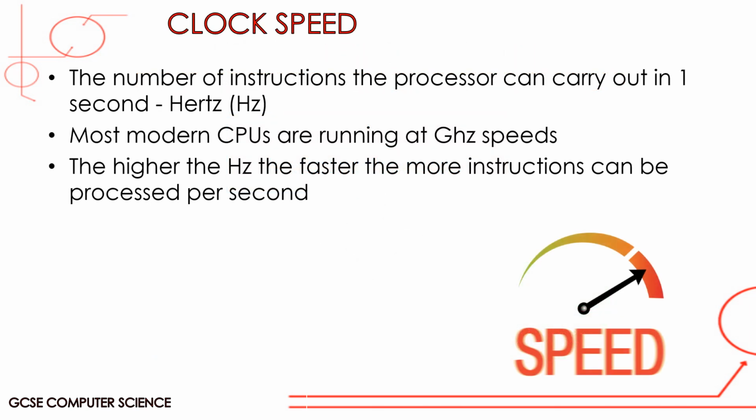So now we'll look at the 3 factors affecting performance. Clock speed is the number of instructions the processor can carry out in 1 second. In other words, how many FDE cycles can it complete? It's measured in hertz, and most modern CPUs are running at gigahertz speeds. That means they can do billions of instructions per second. The higher the clock speed, the more instructions that can be processed per second. In other words, the bigger the number for the clock speed, the faster the CPU will run.